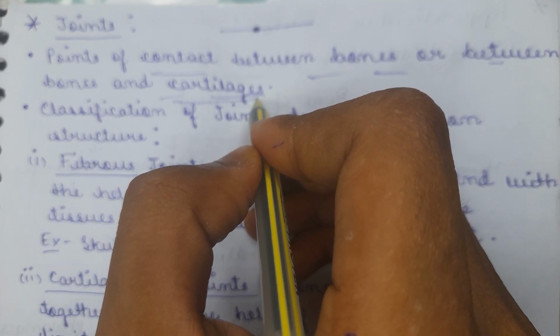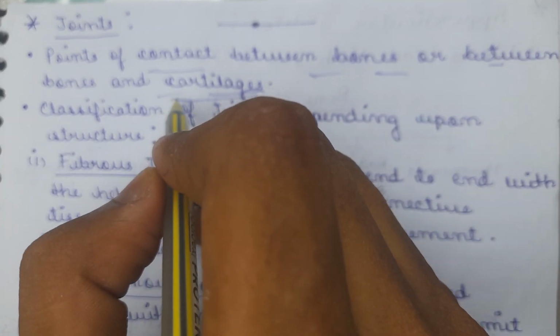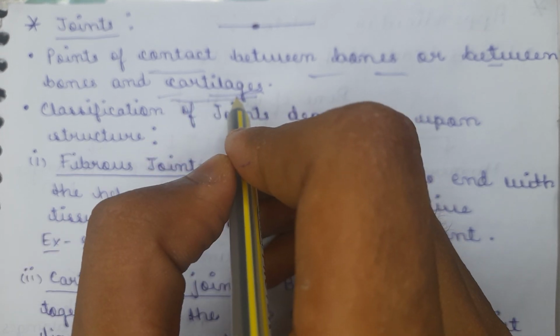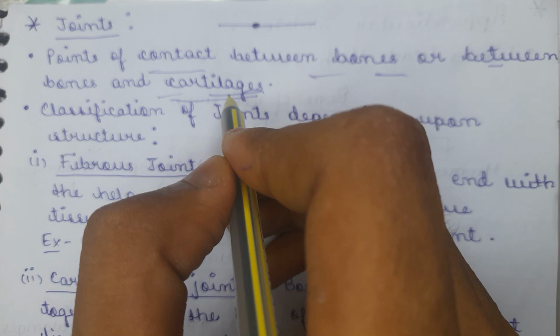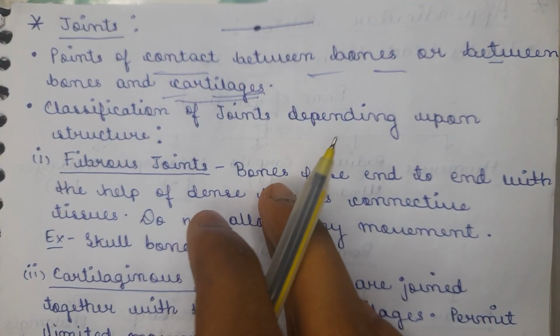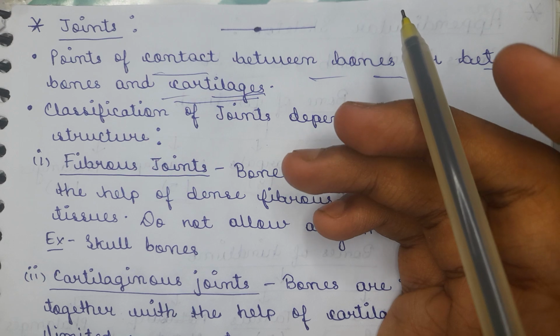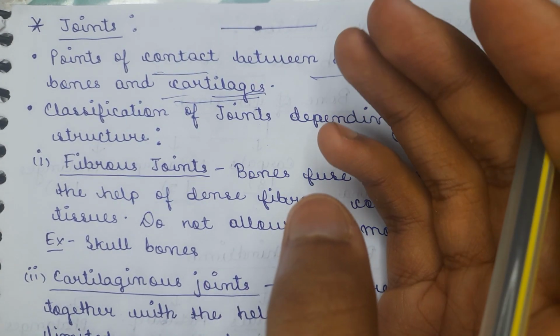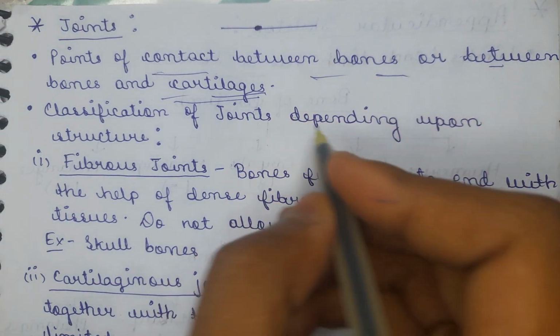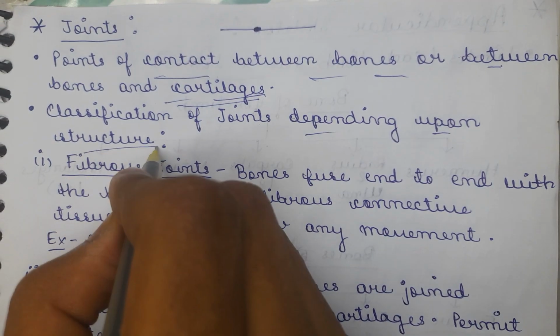For example, if you see your ears, the bones are connected with the cartilage, so there is a joint between the bone and the cartilage of the ear. The joints also act as a fulcrum that is used to carry out movement by force generated through muscles. Now the classification of joints depending upon the structure.